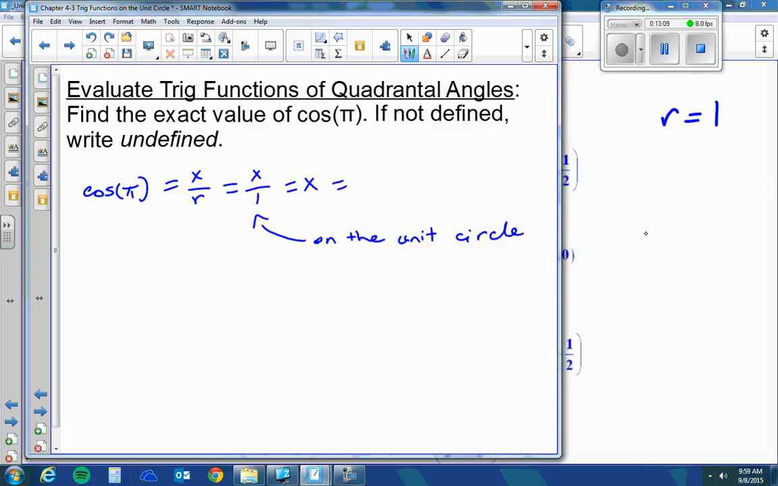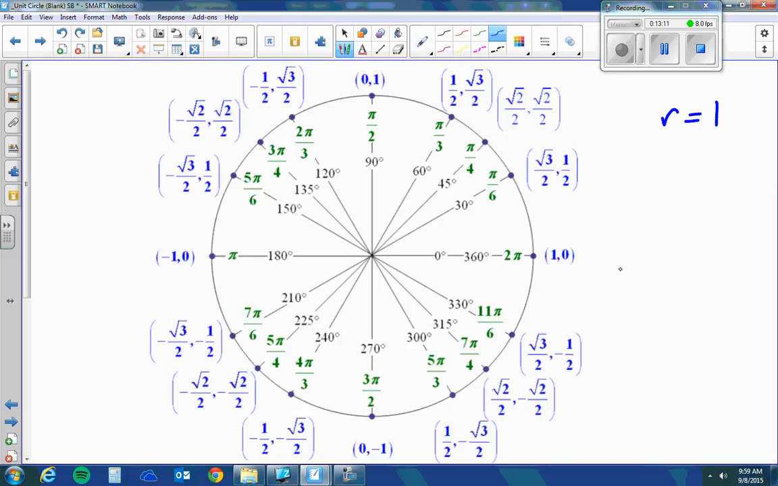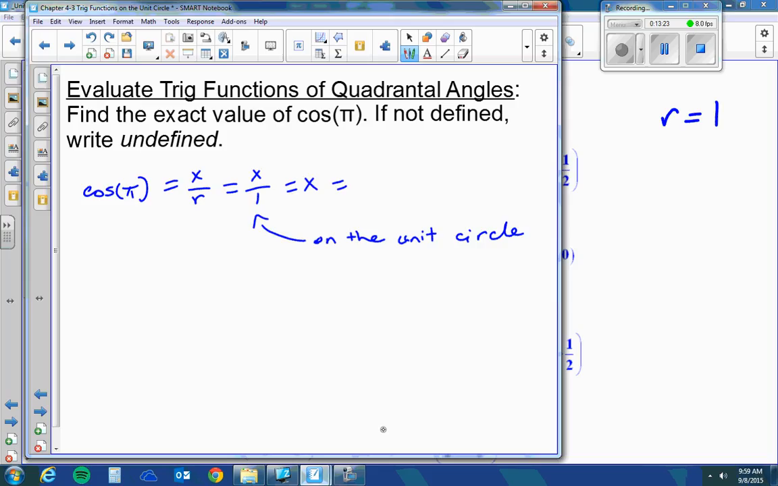So if I look in the unit circle, what is the x value at pi? -1. So cosine of pi is -1. And sine of pi, if it asks for it, would be 0. That is easy. So if you took the calculator and typed in cosine of pi, if you're in radian mode, you get -1.